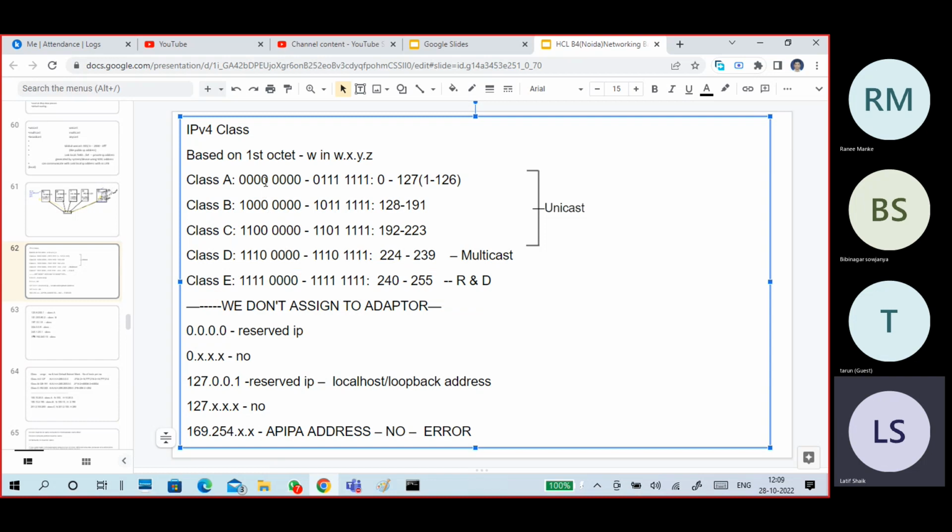Based on that, we can recognize which class of IP address it is. Of course, we divide the total IPv4 addresses, 4.3 billion IP addresses, into five classes: Class A, Class B, Class C, Class D, and Class E. Class A is 0 to 127. The range is 1 to 126.